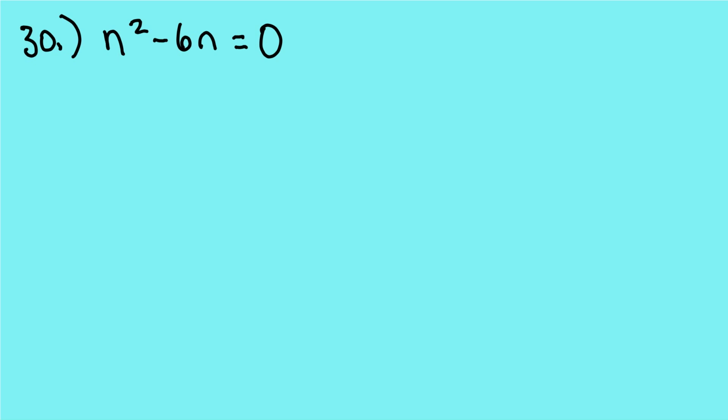Alright, number 30 is a little bit different because I have n squared minus 6n. I have two terms instead of 3. So I can't use my perfect square trinomial. I'm going to hope there's something in common. So I'm going to factor out the common term.